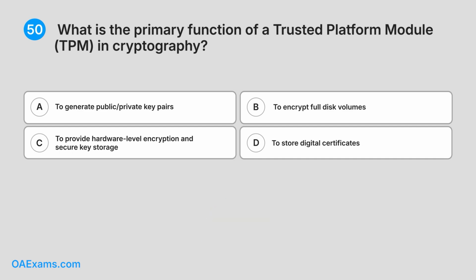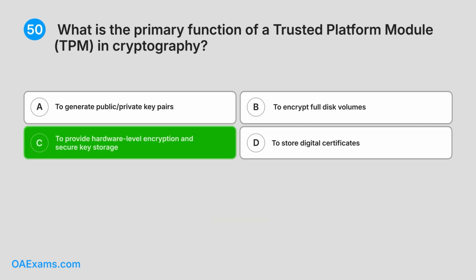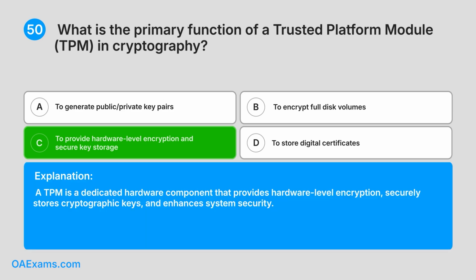Correct answer. C. To provide hardware-level encryption and secure key storage. Explanation. A TPM is a dedicated hardware component that provides hardware-level encryption, securely stores cryptographic keys, and enhances system security.